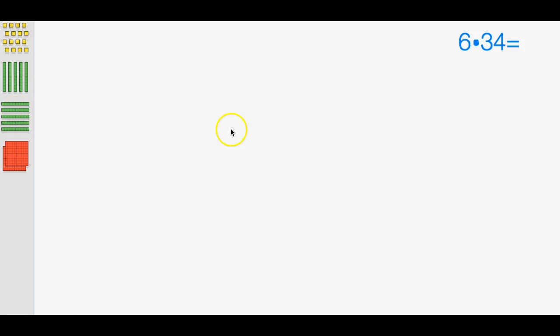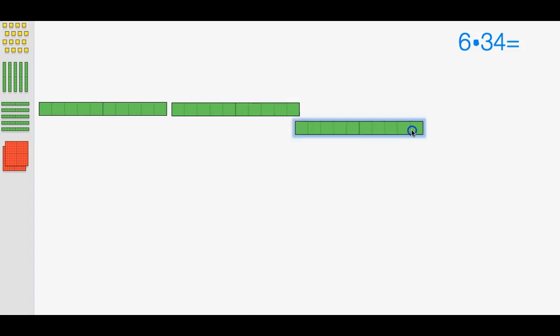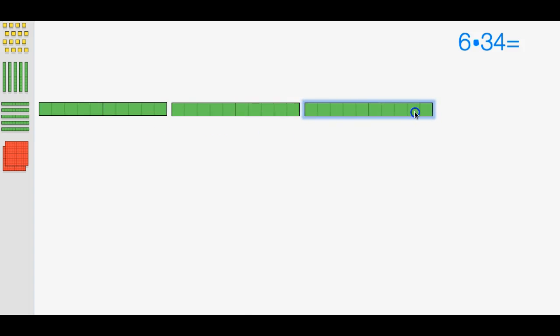Remember, we're going to lay them out horizontally. So I have 10, 20, 30. I'm going to go ahead and lay them out just like this. And then I need my ones. 1, 2, 3, 4, because we are decomposing 34 into tens and ones, like so. Go ahead and group those together, like that.